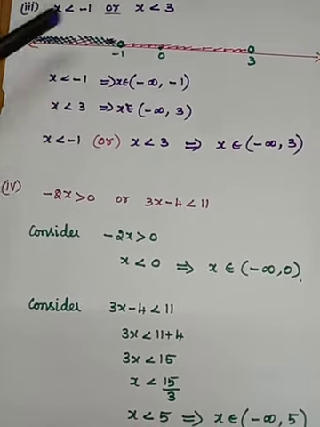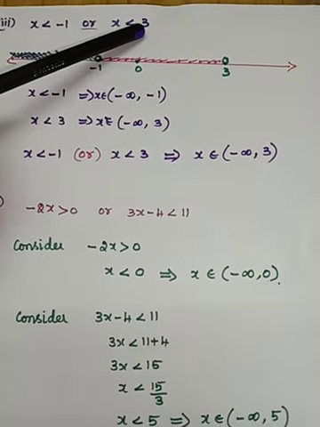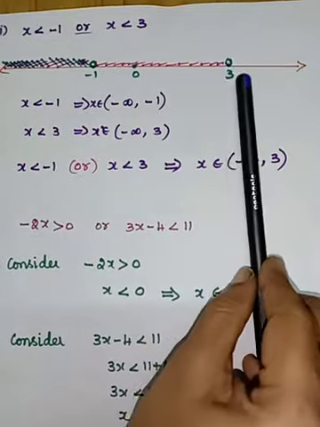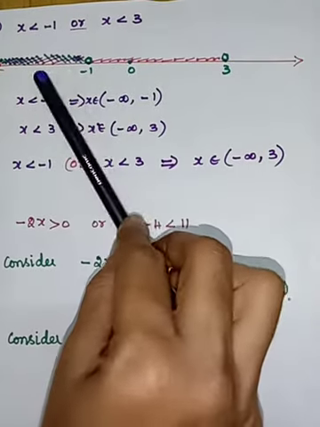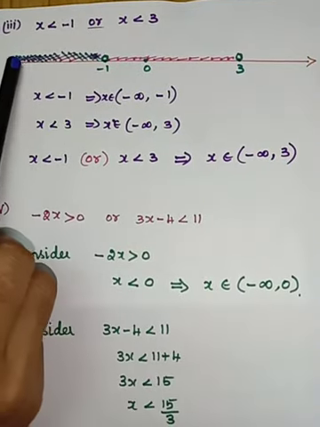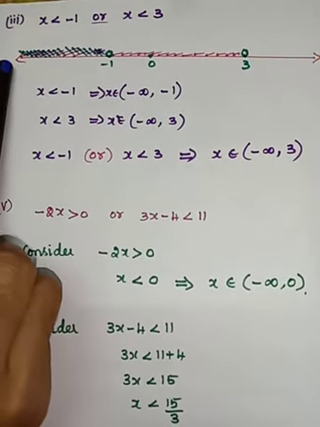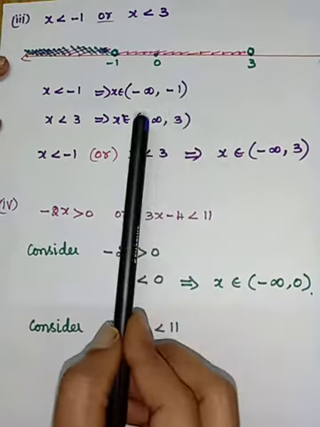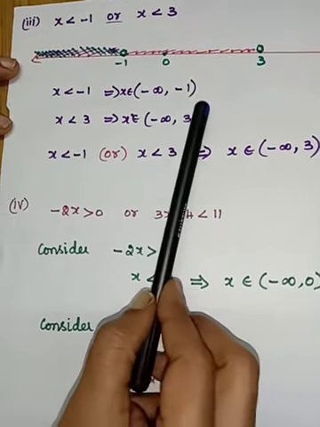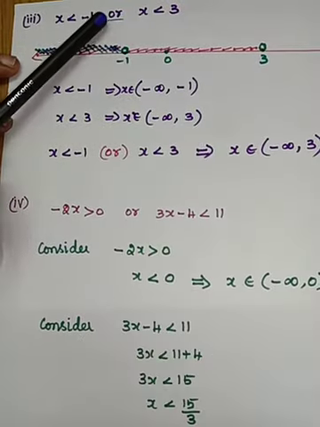Just listen carefully. X less than 3. So 3 is there, with the less than symbol. Less than symbol means you have to mark the left side of 3. The left side of 3 I shaded with pink color. So it is from minus infinity to 3, and 3 is not included, so I use the open bracket.